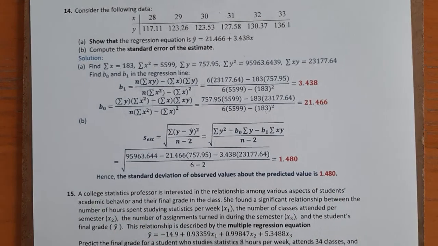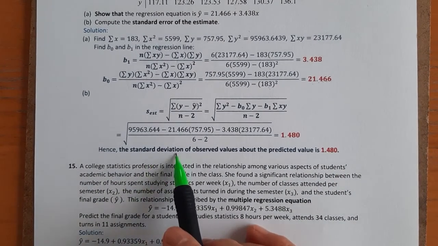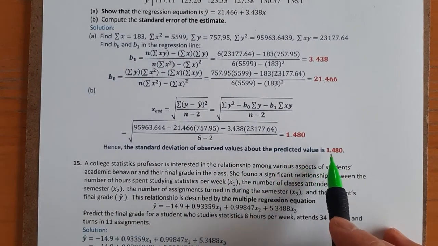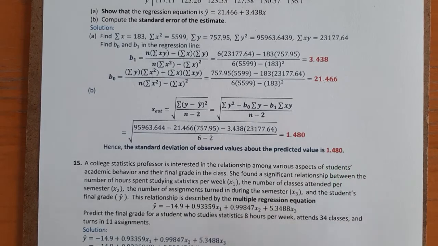Hence the answer: the standard deviation of the observed value about the predicted value is 1.480.